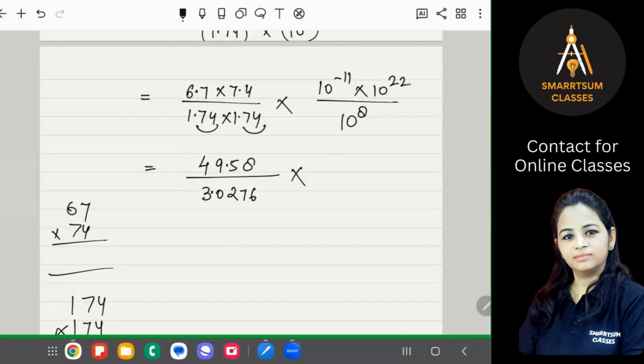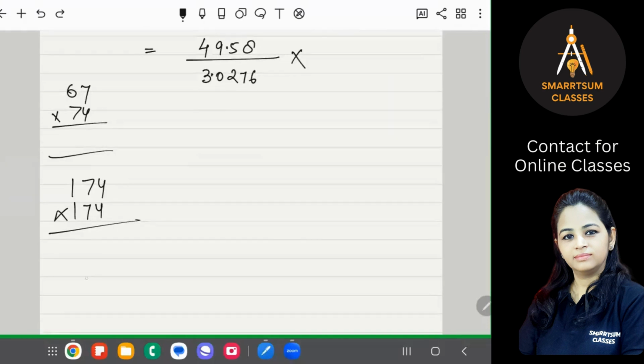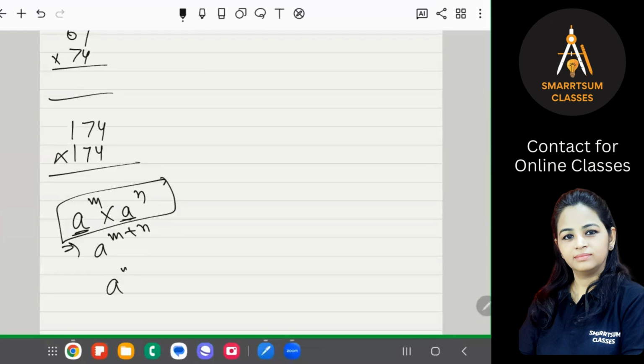Now you can find it approximately also. So first let's solve this part. Look at it: 10 to the power minus 11, 10 to the power 22. If you remember, we have the exponential laws. A to the power m into a to the power n is equal to a to the power m plus n. So when you have two exponential numbers having the same base in multiplication, their powers get added. And in division with the same base, their powers get subtracted.